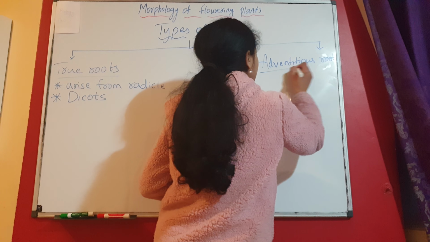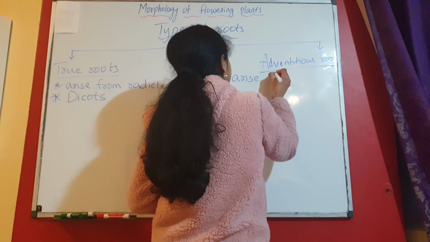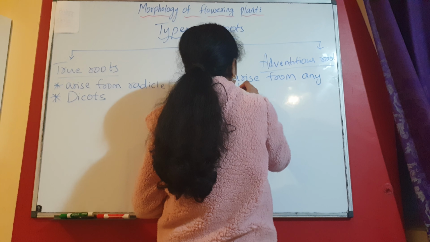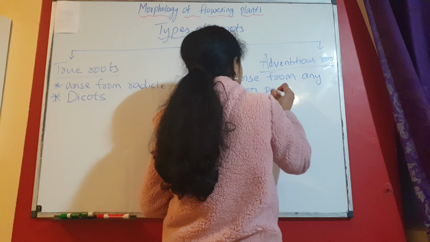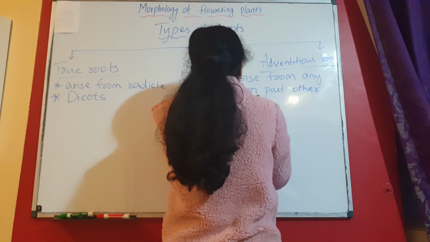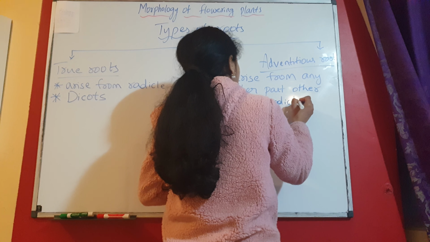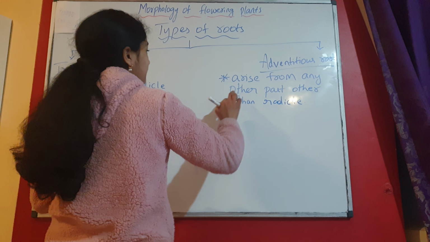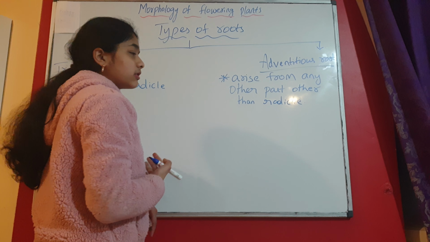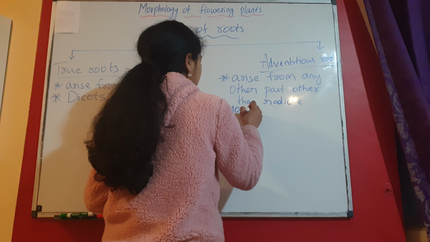Whereas adventitious roots arise from any other part other than the radicle. Except the radicle, they arise from any other part. It can be branches, it can be leaves, or it can be any other part. And it's a common characteristic of monocots.